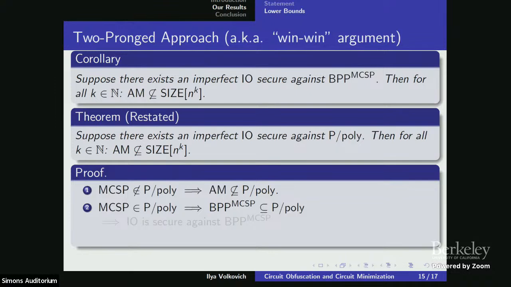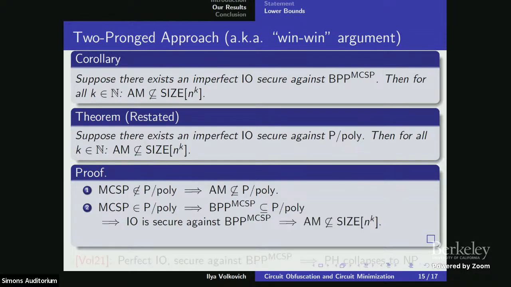And now let's just take 30 seconds and read what it says on the slide. What is it that we're trying to do? We're trying to say that if imperfect IO is secure against P/poly, then AM has lower bounds. But what did we have now? Under this assumption, MCSP is in P/poly and BPP to the MCSP is in P/poly, which means that if you're secure against P/poly, you're in particular secure against BPP to the MCSP, because it's a subset of that. And now we're going back to the corollary, which says exactly that. If you're secure against BPP to the MCSP, you have lower bounds.